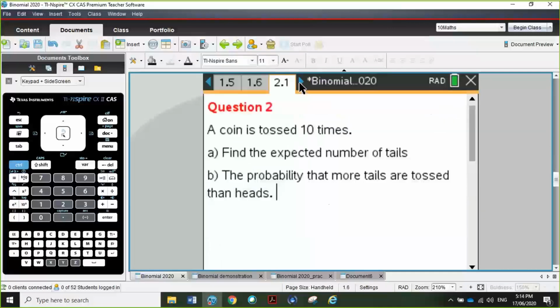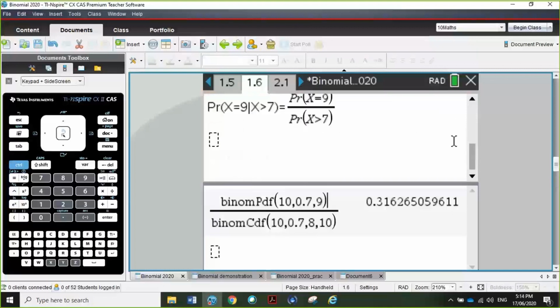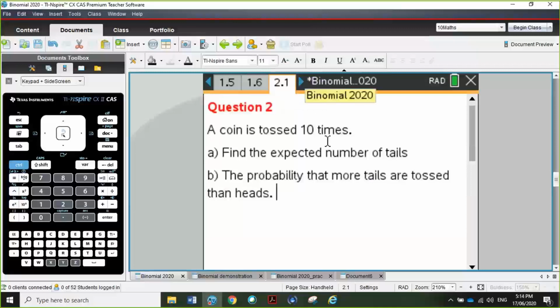Okay. Now, that was the end of our Jen question, actually. So we're going to move on to the next question. We're asked about a coin in question 2. A coin is tossed 10 times, we should say a fair coin. We'll just assume it's a fair coin. Find the expected number of tails and find the probability that more tails are tossed than heads.